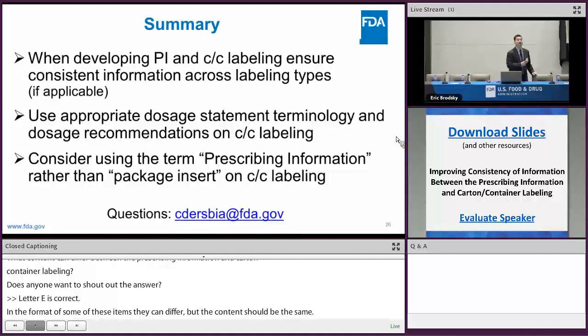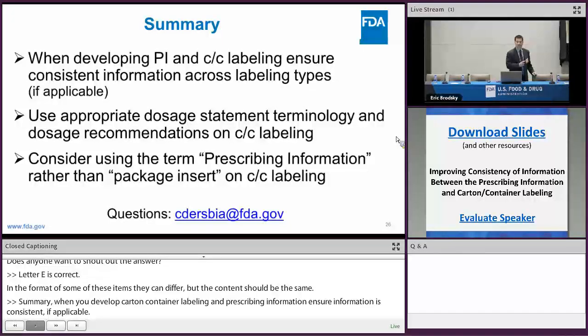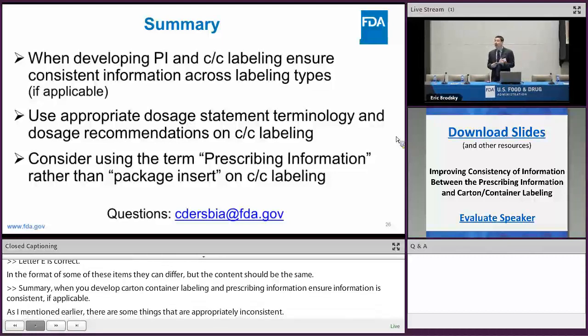So, in summary, when you're developing carton container labeling and prescribing information, ensure information is consistent if applicable. As I mentioned earlier, there are some things that are appropriately inconsistent. Consider having clinicians review the carton container labeling for clinically focused content.